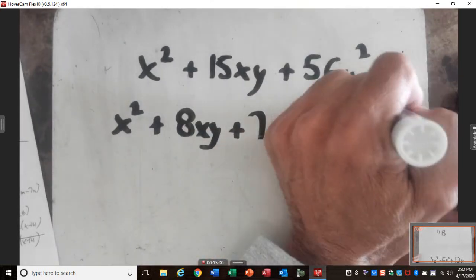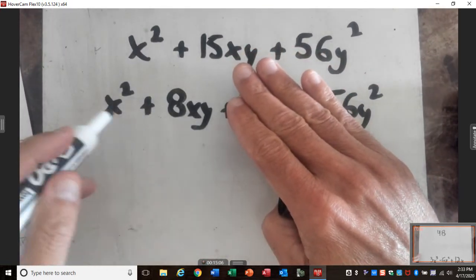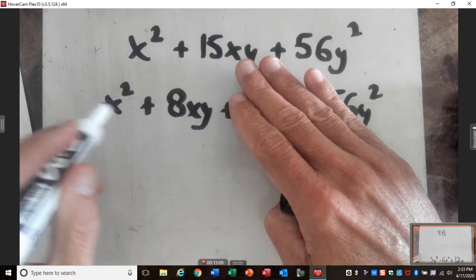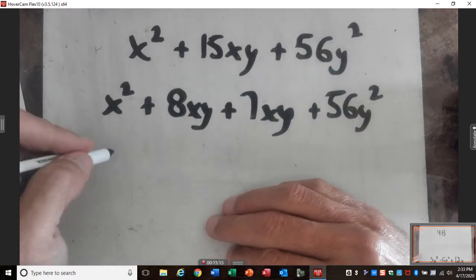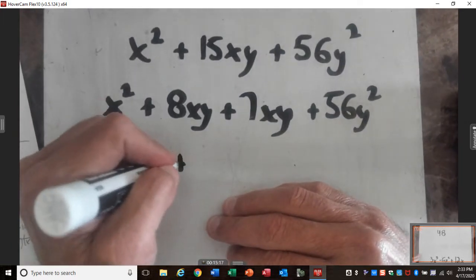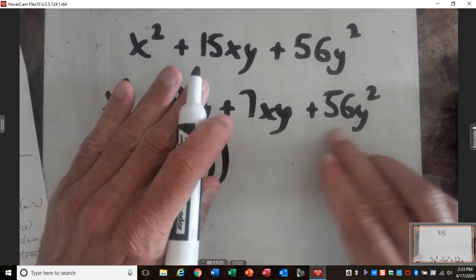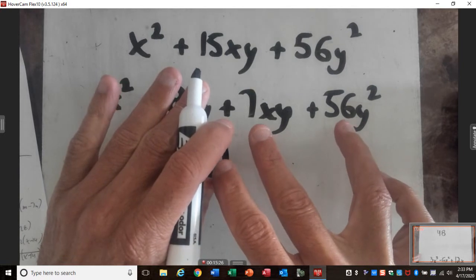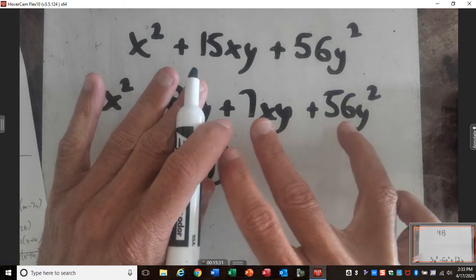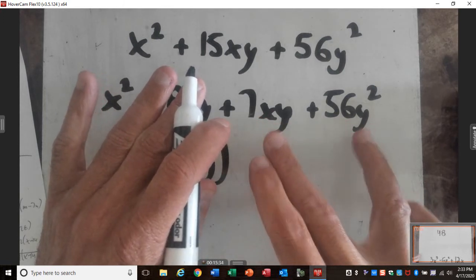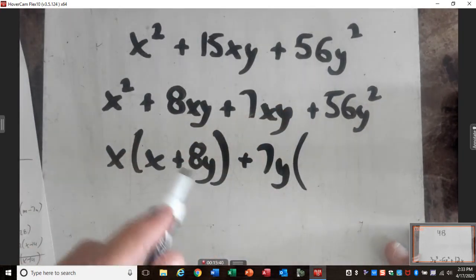Stay with me on this one. This one's a little trickier, but you can get it. Okay, first two terms. What's common here? Well, I only see an x that's common. There's no y here. There's no 8, just an x. So we're going to write x, and then we're going to write x plus 8y. Boom. Now, looking at these two, what's common? I see a 7 and a y. Remember, no x this time. There's no x here. So 7 and 56, we're going to pull out a 7, and we're going to pull out a y. So plus 7y.